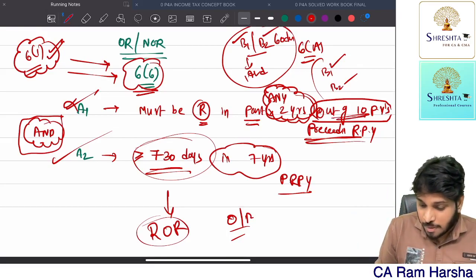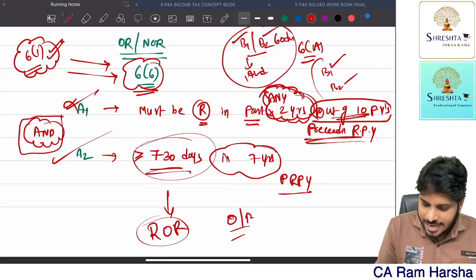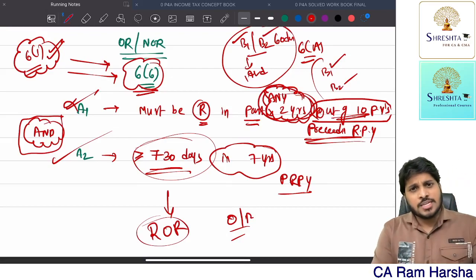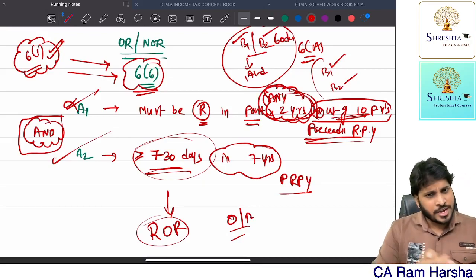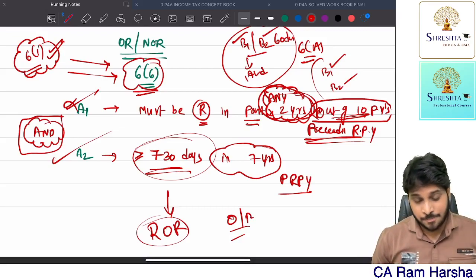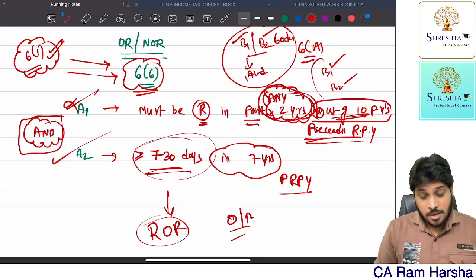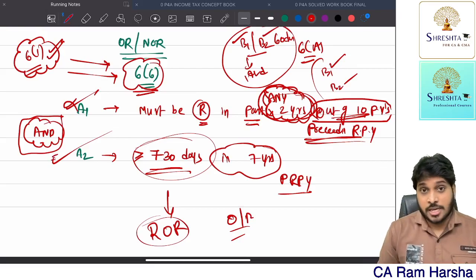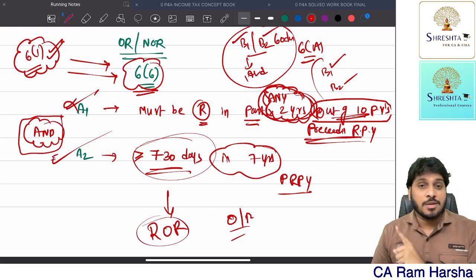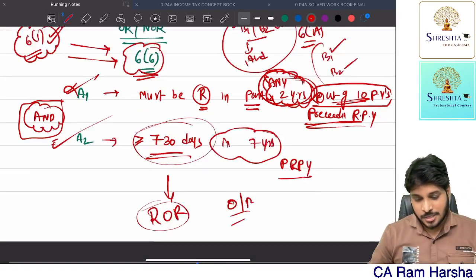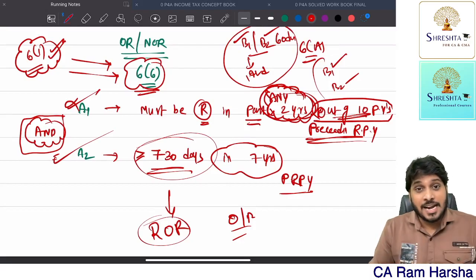Out of the past 10 years, for any 2 years, he is a resident. Either B1 or B2, any of these satisfied, then he is a resident. Then A2 also we should check: in the past 7 years, a minimum of 730 days he should stay. That's it. This is how we decide ROR.